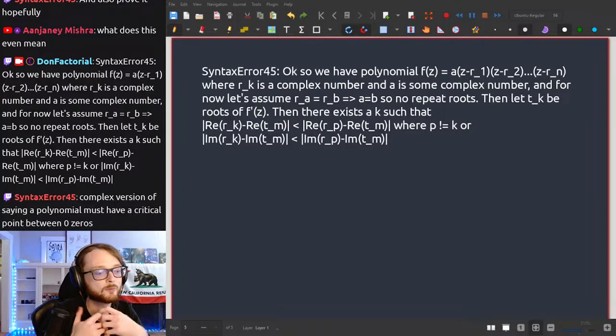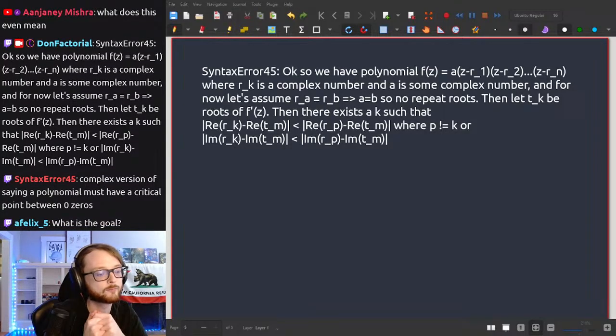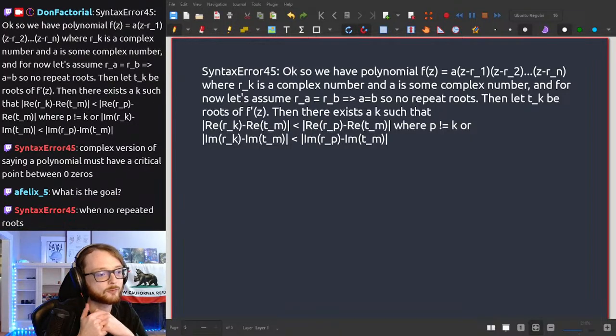Complex representing polynomials have a critical point between two zeros. Okay. Felix, like, it's just what syntax error put above that message.